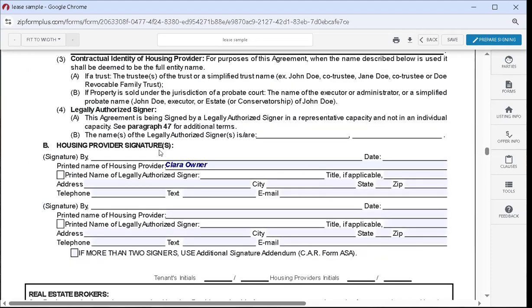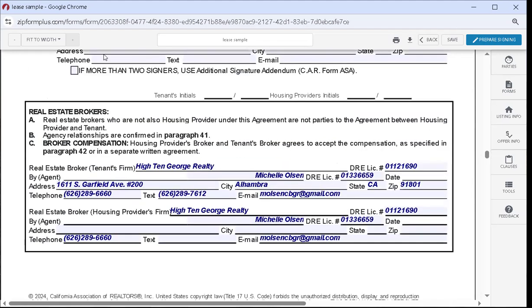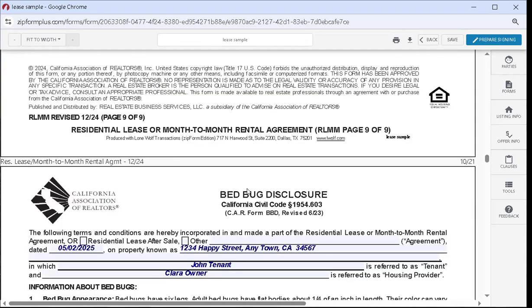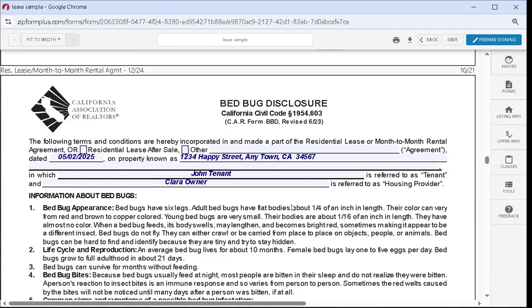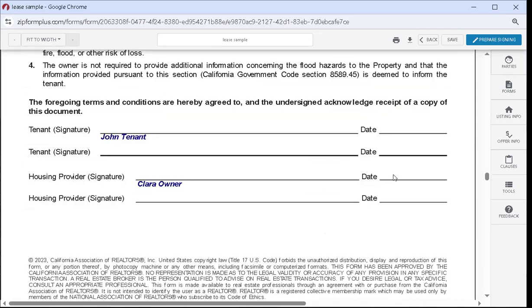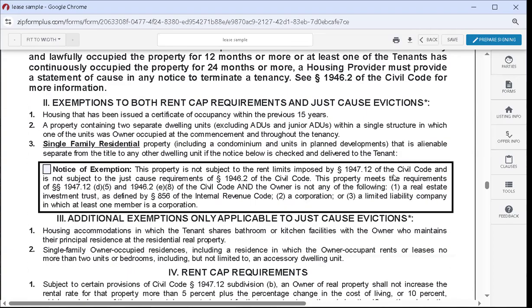Once you've gone over this with the housing provider, they review everything and like it, they sign it. Make sure all of this is filled out properly. Even if you're dual agents, please fill out both sections, not just one, because we want to have the tenant's firm and the housing provider's firm, okay? So that concludes that. The bed bug disclosure automatically populates. I'm not going to go over the disclosures today, like the tenant flood one, but these auto-populate, okay?